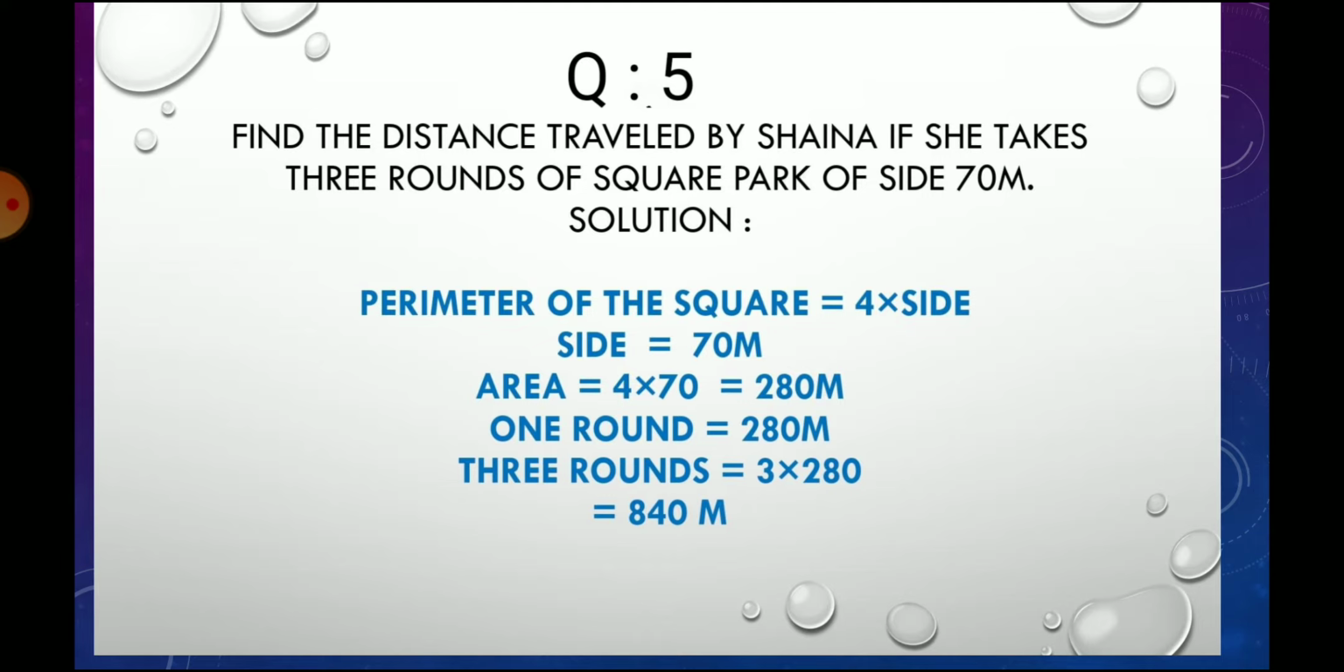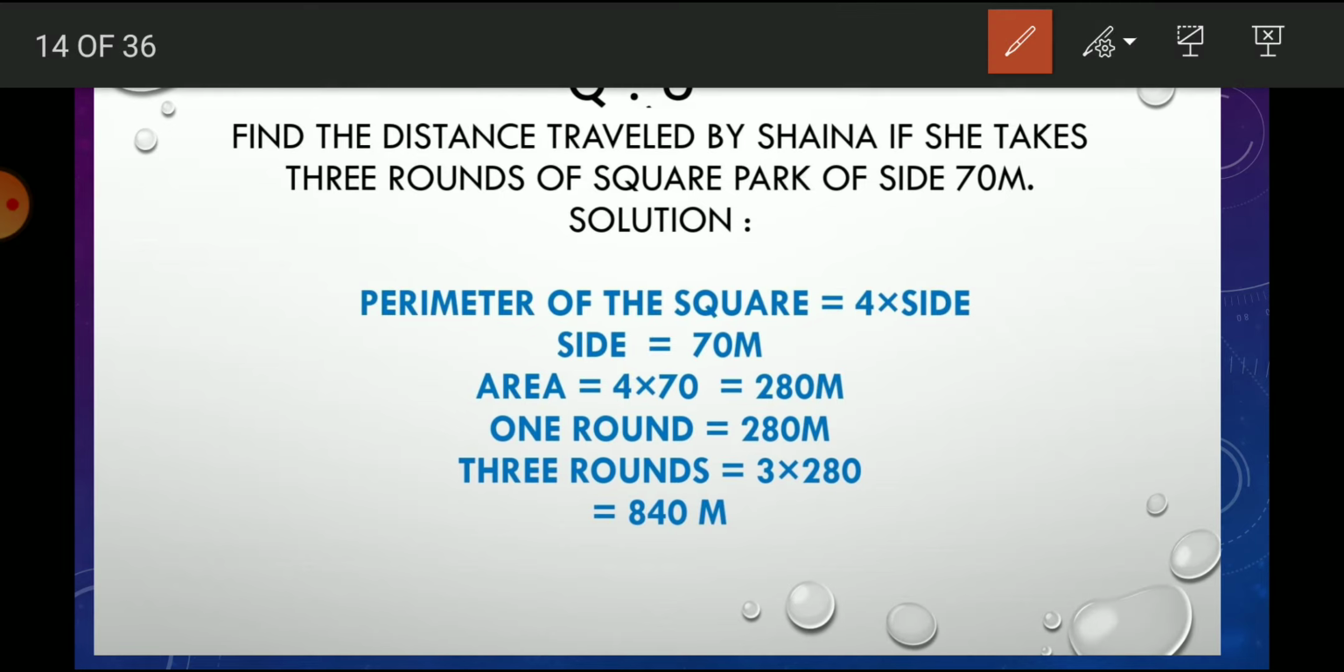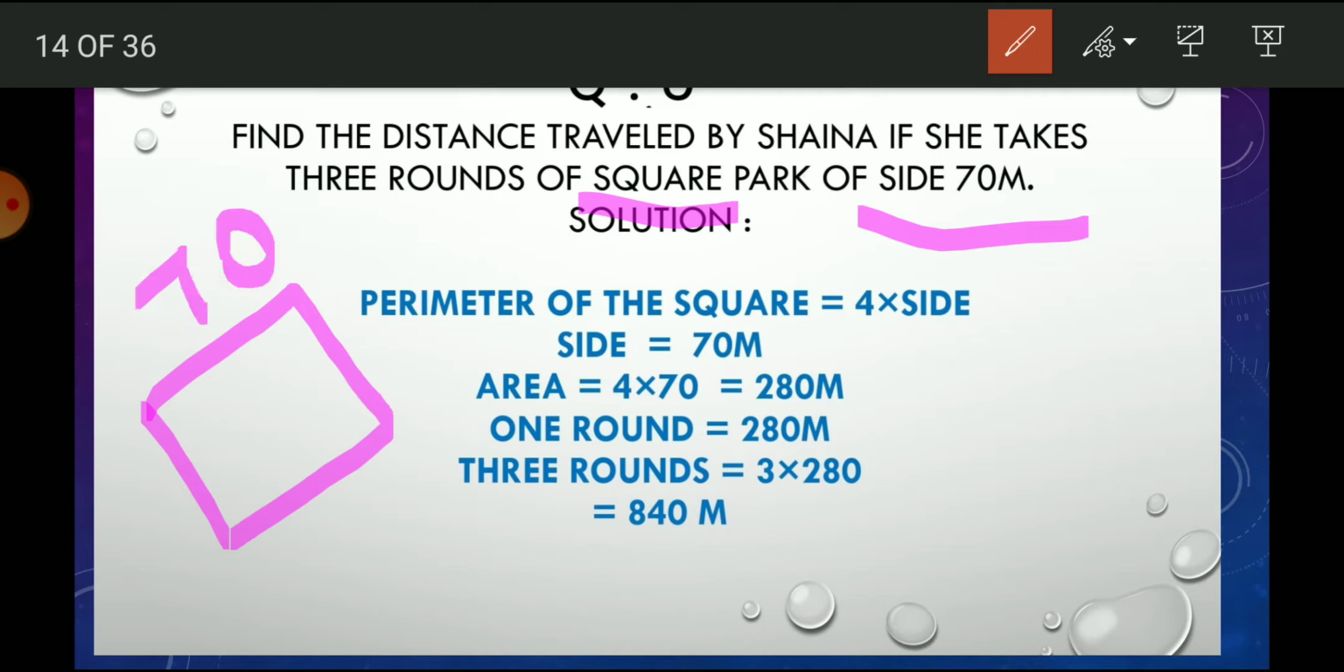Next one, the question number 5. Find the distance traveled by Shaina if she takes 3 rounds of a square park of side 70 meter. So here, which shape they give here? That is a square. See, the side value is 70 meter. So all sides are 70 meter, right? So here also 70, here also 70. So the distance traveled by Shaina if she takes 3 rounds of a square.